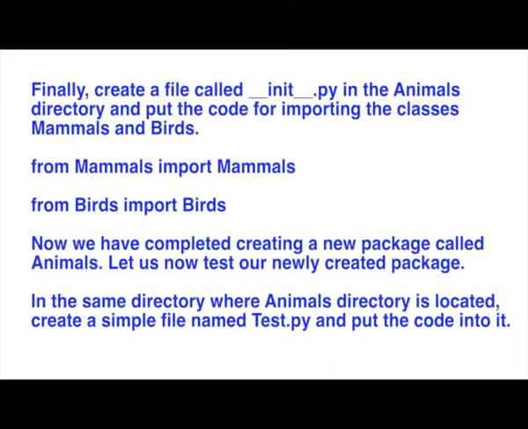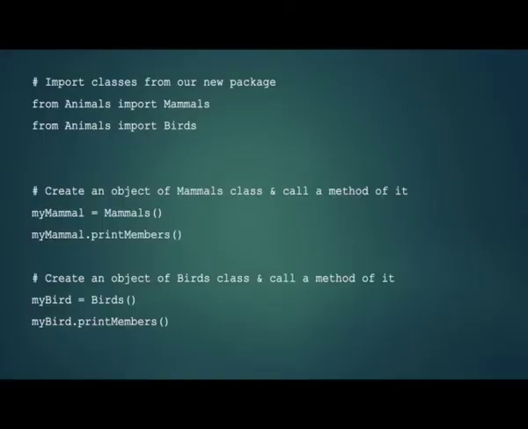In the same directory where the animals directory is located, create a simple file named test.py and put the code into it. Here, what we are trying to do is test our package that we have created called animals. In this code you are going to see import statements: from animals I import mammals, and from animals I import birds. Then I create the object mammal and call the print method.